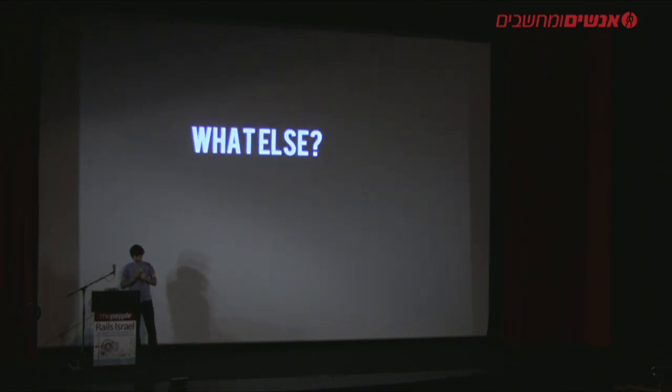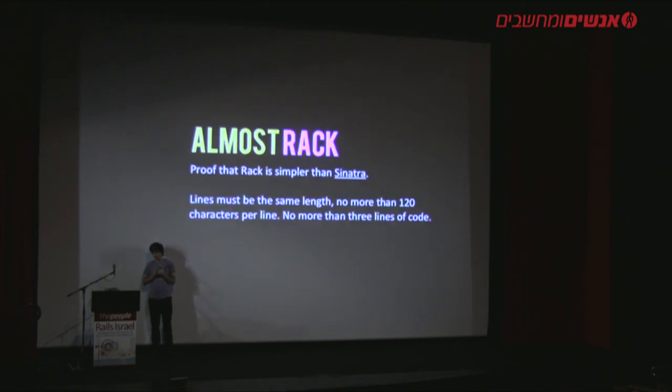So what else? We have this amazingly slim stack now that we eliminated the bloat that is Sinatra. But I talked about this first line where I pull in the dependencies. One of the largest offenders in the dependencies for code to rely on is actually Rack. So I wrote Almost Rack to prove that Rack is simpler than Sinatra. It has a bit of a different requirement. It's supposed to be just three lines. The lines all have to be the same length and no longer than 120 characters, because I think that's really nice. It looks good in my editor. And also, this allows me to tweet out every line and add a hashtag.